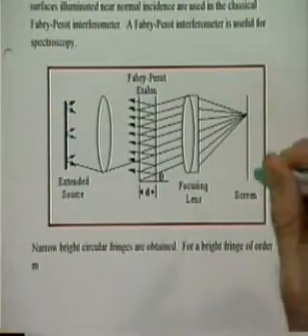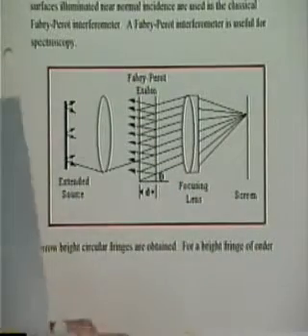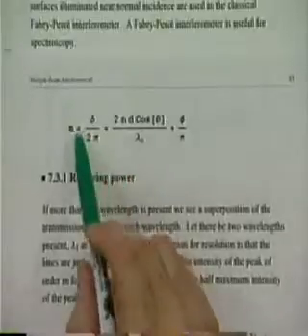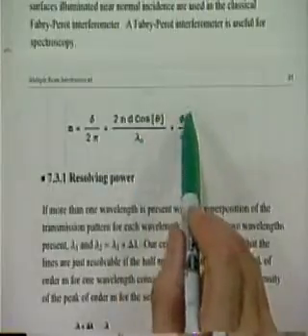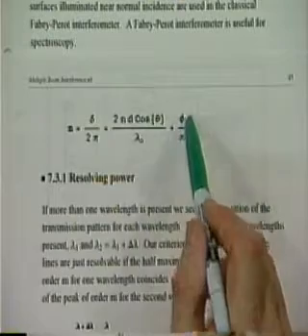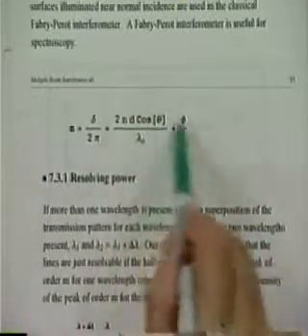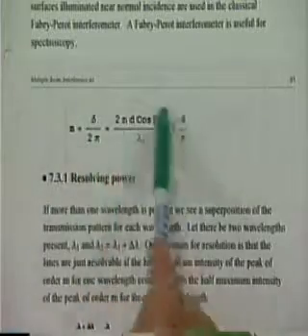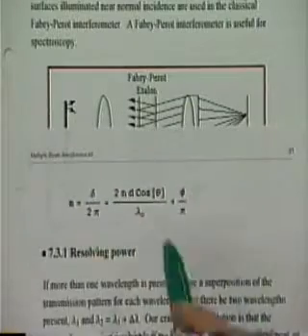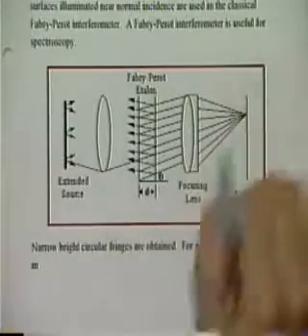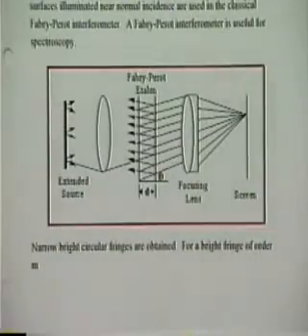And for bright fringes of order m, we would have that m is 2nd cosine theta over lambda naught, and I put in a phase change on reflection of each surface of phi, and I've divided here by 2 pi. So this would be my expression for the bright fringes. And so again, we have to have a lot of angles present in order to get my whole set of fringes. At each point, the fringe pattern just comes from one particular angle. So that's a Fabry-Perot. Any questions on that?